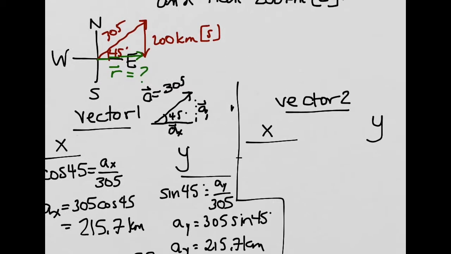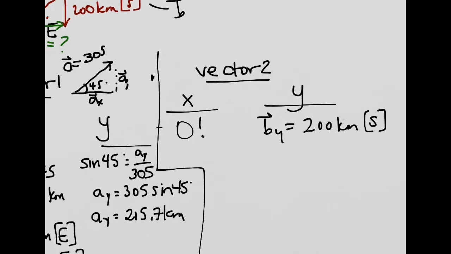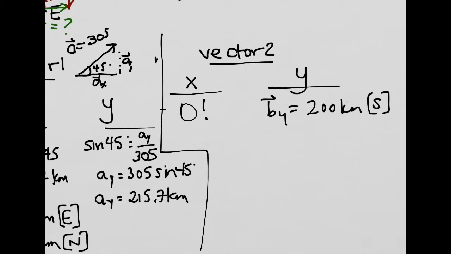Vector 2, if you notice here, is only going in the south direction. So that means I don't have any x component. That's less work for us, which is nice. Let's call this vector b. The y component of vector b is just 200 kilometers south. And we don't have to break anything up into components this time because it's already in components.